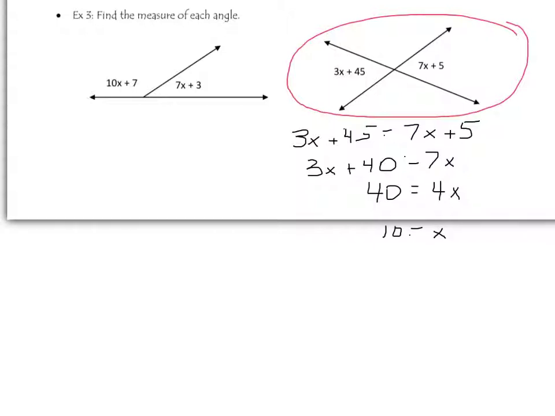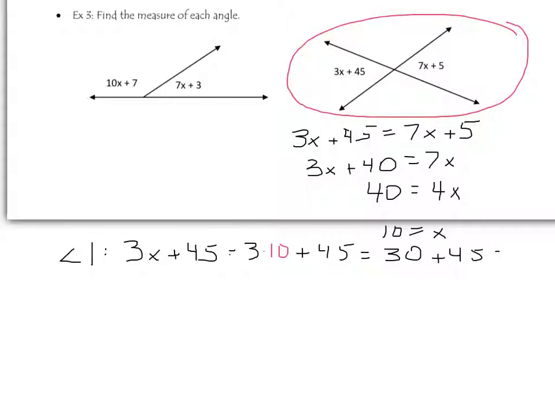But that doesn't tell us our answer. We then have to substitute in angle 1. I'm going to write it like this. For angle 1, it's going to be 3x plus 45, which I'm just taking from the picture. And when we substitute 10, we get 30 plus 45, or 75. And angle 2 should be 75 also.